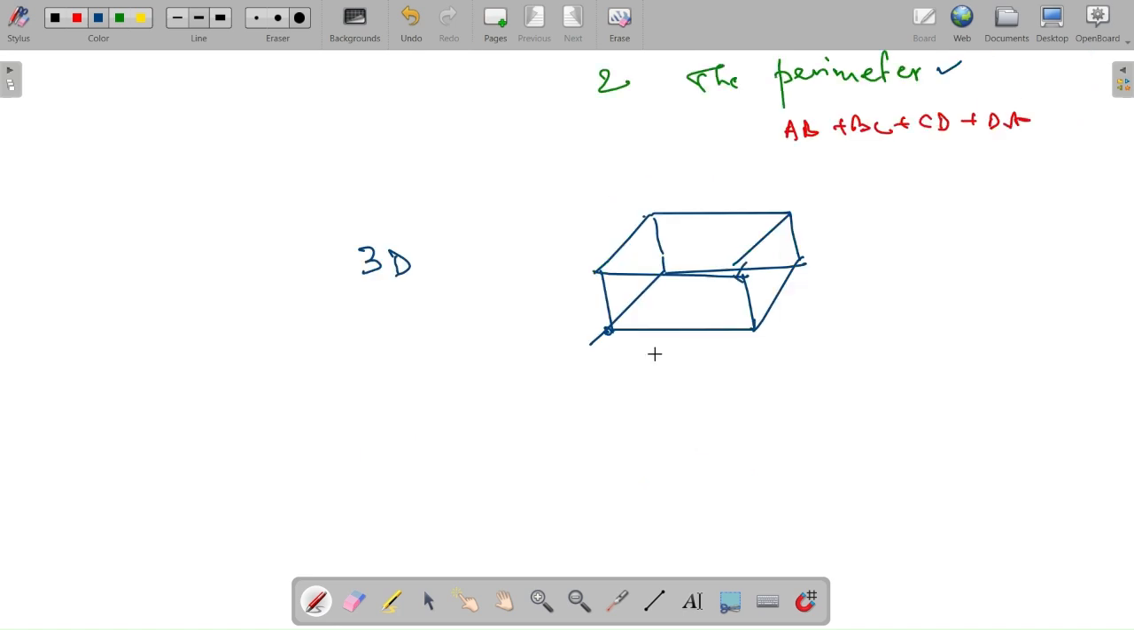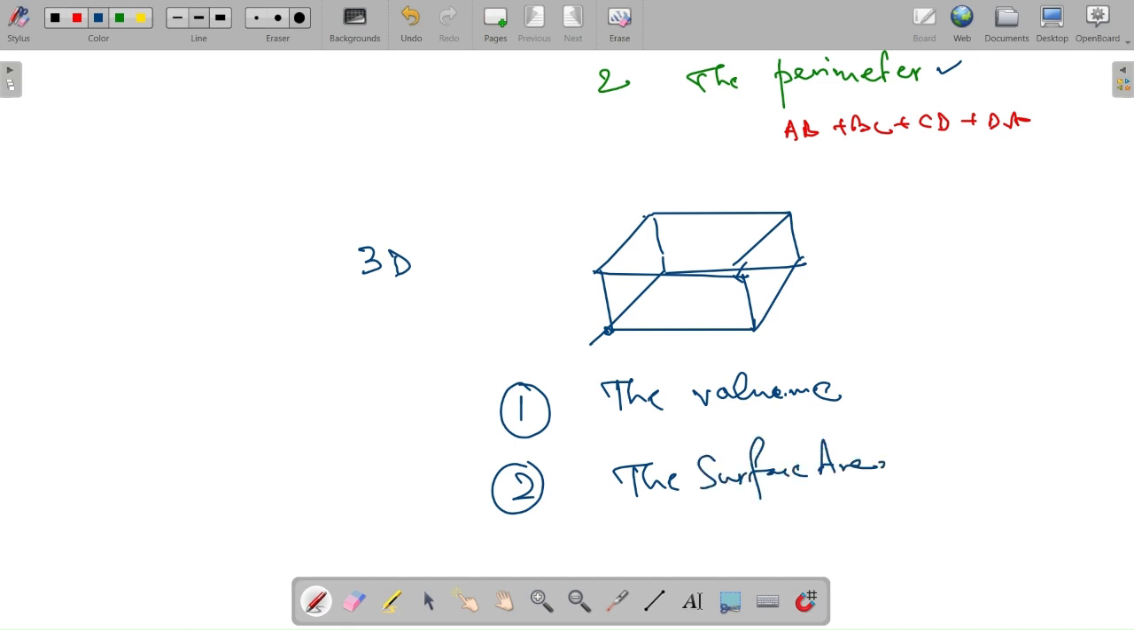Now in a cuboid, what are the things that we can measure? Do we need to measure the perimeter? In a cuboid, we normally don't measure the perimeter. We measure two things. One, the volume. The volume means the total amount of space that it has consumed. Two, the surface area.